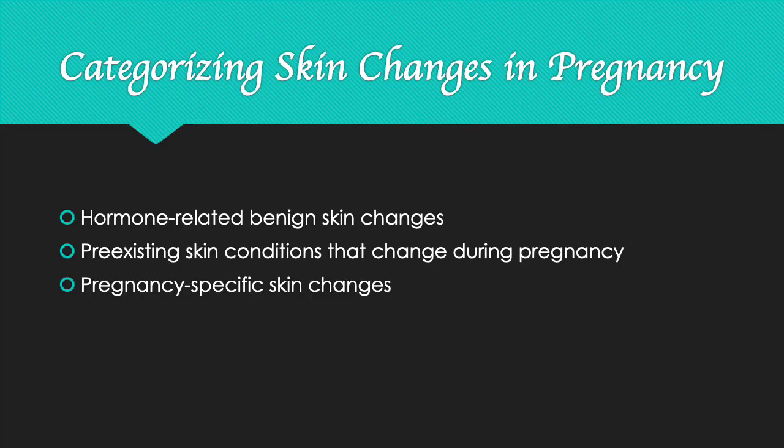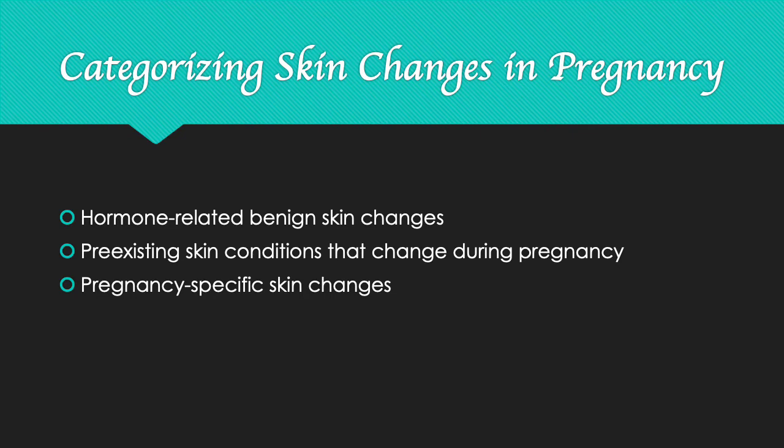So, thinking about skin changes in pregnancy, there are three categories that these skin changes fall under. The first one is hormone related benign skin changes. Then we've got skin conditions that were already there before you got pregnant and may change, meaning may worsen or get more intense, or may lessen during pregnancy. And then last, we have pregnancy specific skin changes.